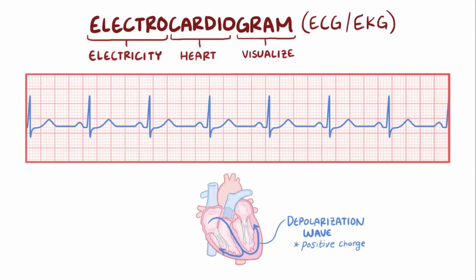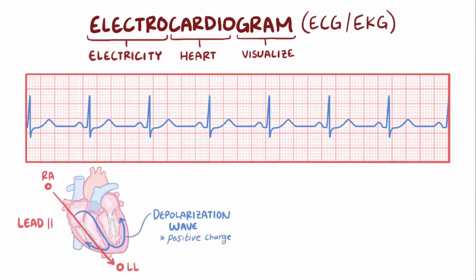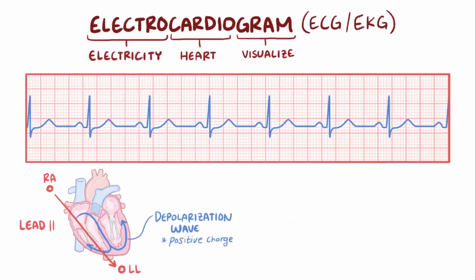This particular set of electrodes is called lead 2, for example, with one electrode on the right arm and the other on the left leg. So essentially, when the wave's moving toward the left leg electrode, you get a positive deflection, like this big positive deflection corresponding to the wave moving down into the left and right ventricles.